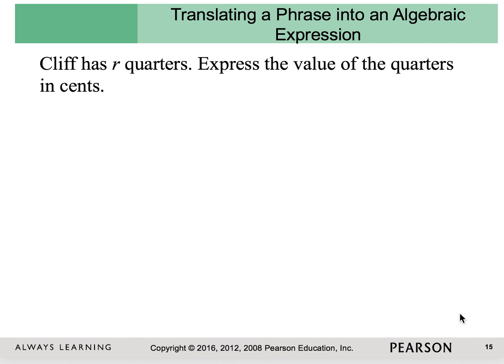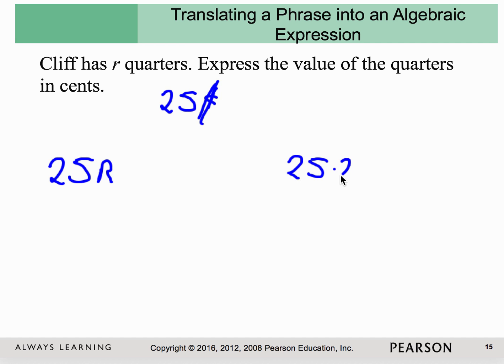All right, one more, guys. If Cliff has R quarters, express the value of the quarters in cents. Well, 1 quarter is 25 cents, right? So I'm just going to multiply 25 times R. If he has 1 quarter, 25 times 1 is 25 cents. If he has 2 quarters, 25 times 2 is 50. He has 50 cents. So 25R. So I've got a few like that.